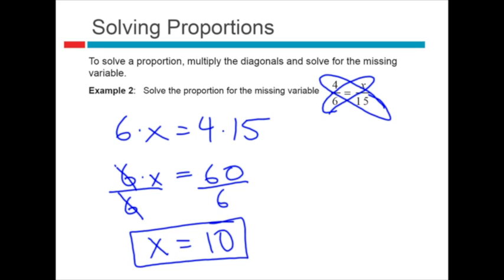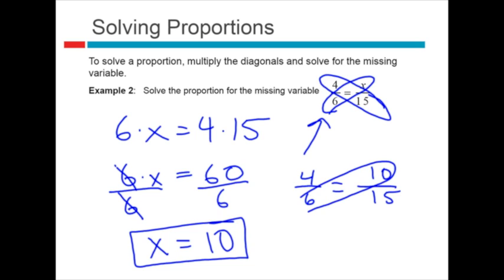Let's plug that back in up here to see how that fits in. We were given 4/6 equals x/15, and I'll replace that x with the 10 we just found, and keep 15 on the bottom. If you multiply the diagonals, you'll see 6 times 10 is 60, and 4 times 15 is 60. So that must mean that we got the correct answer.